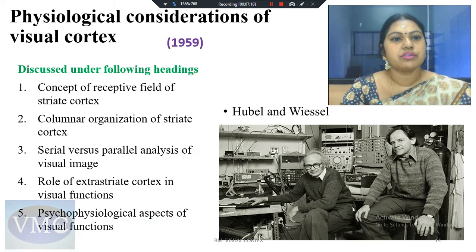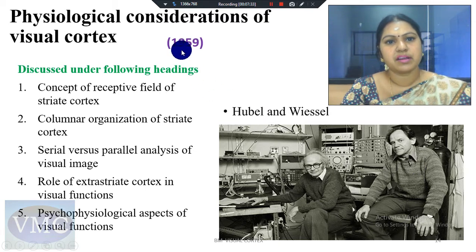So now we will look into the physiological considerations of visual cortex. Here you can see Hubel and Wiesel, the scientists who worked much on these areas and gave us all the information which we have now. This work was mainly done around the year 1959. We will discuss depending upon their concepts and observations. They gave us a lot of articles. So we will discuss the physiological considerations of visual cortex under the following headings.